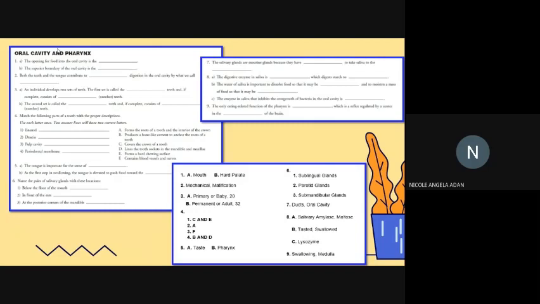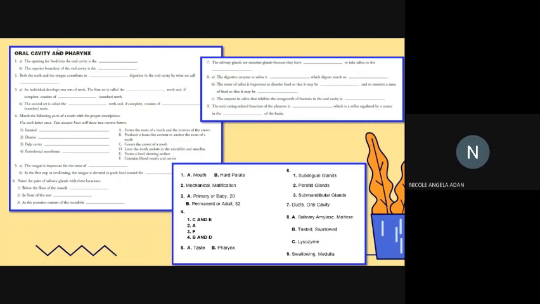6. Name the pairs of salivary glands with this location. Number 1. Below the floor of the mouth, sublingual glands. 2. In front of the ears, parotid glands. 3. At the posterior corners of the mandible, submandibular glands. 7. The salivary glands are exocrine glands because they have ducts to take saliva to the oral cavity.